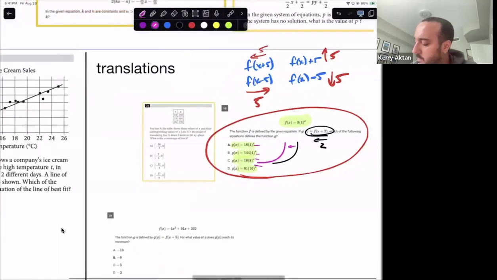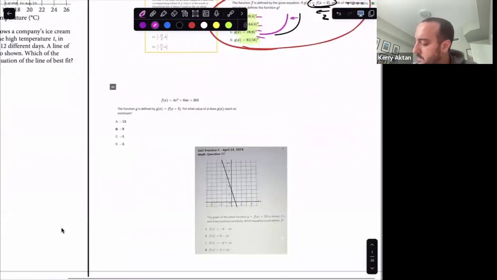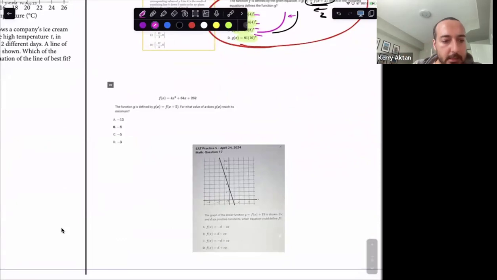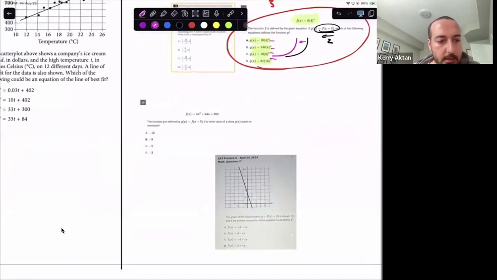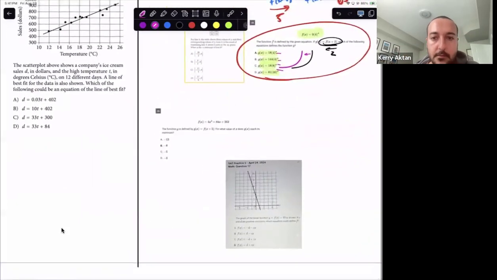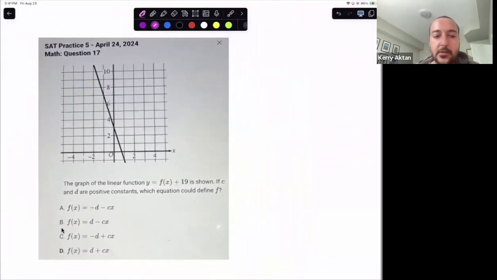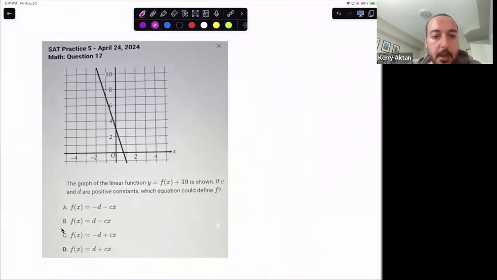Okay. Let's keep going. That's a lot of translations. And I'm going to do one last translation question. Can't you also do? Yeah, you can. Dylan, I like that. Let's do this last question here. This last question for translations.